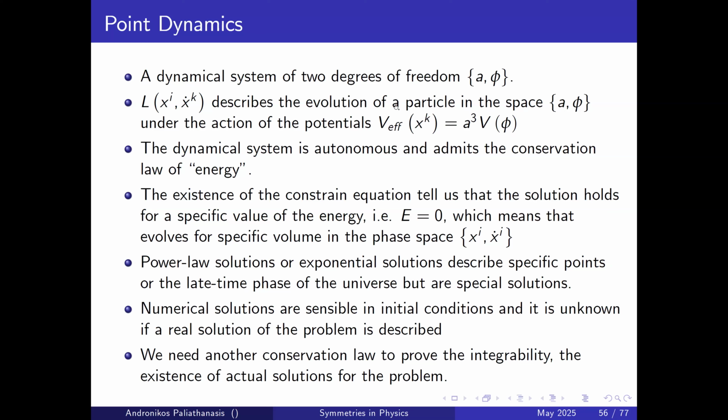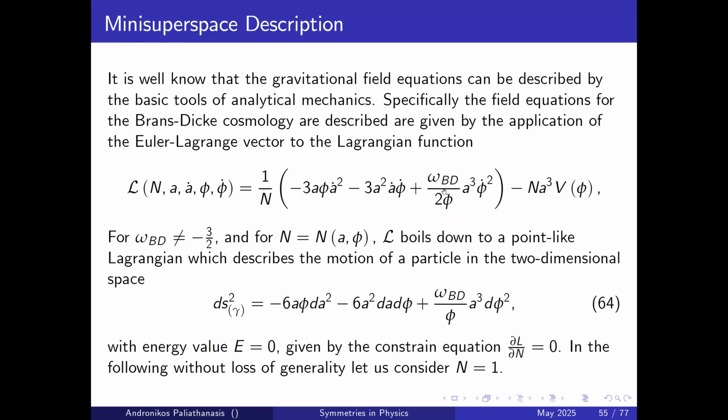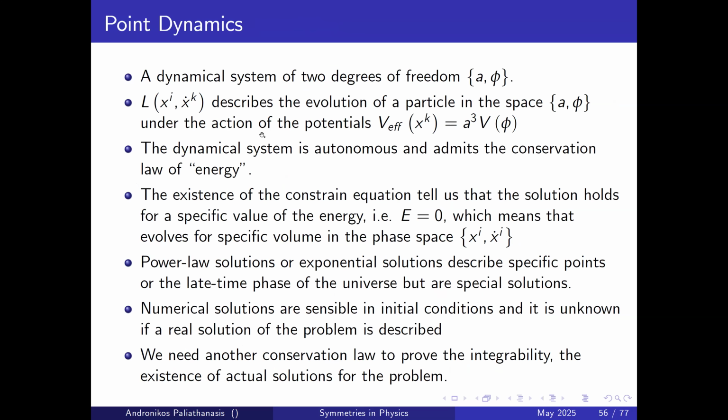The Lagrangian describes the evolution of a particle in the two-dimensional manifold in the variables A and phi under the action of an effective potential. The dynamical system is autonomous and admits the conservation law of energy. The existence of the constraint equation tells us that the solution holds for a specific value of the energy, which means that it evolves on a specific volume in the phase space. That is a very important characteristic. There is a constraint that the energy is zero.